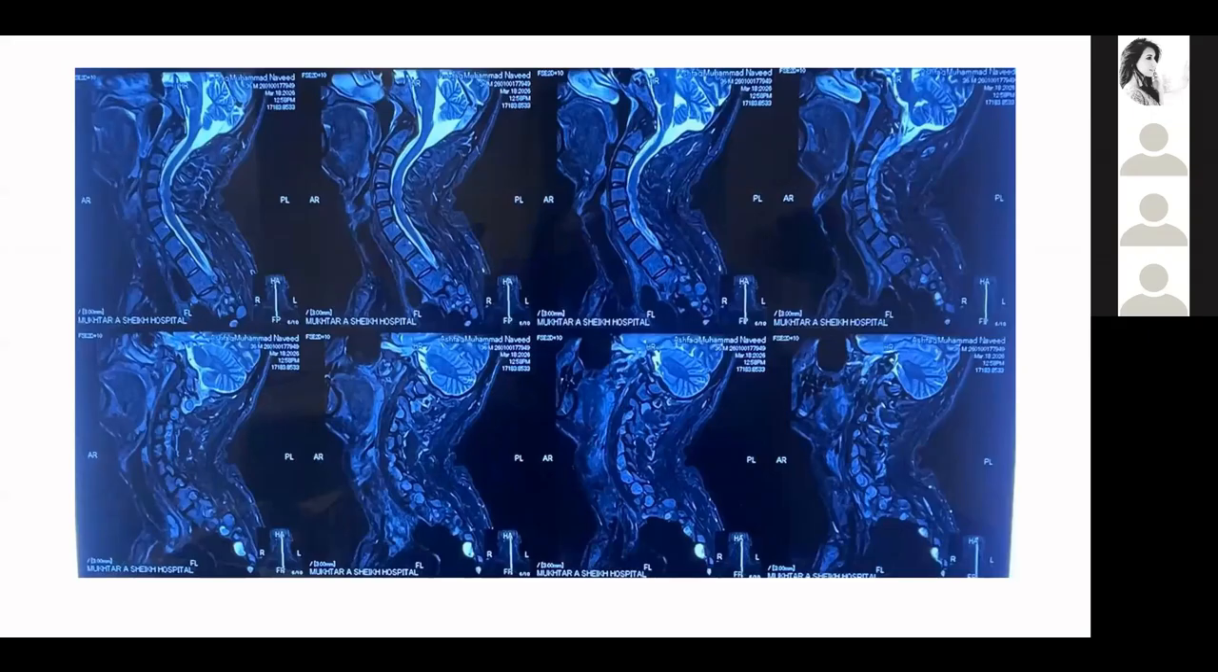In the second image, we can see the cord is separately visualized, and we see a disco-osteophytic complex at the 5-6 level, which is moderately indenting the thecal sac, but not causing any compression over the cord and no signal abnormality at this level. But in the lower row, if you look at the neural foramina, we see multiple lesions which are rounded and thickened following the nerve roots.